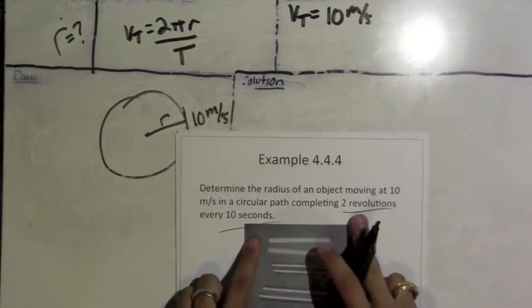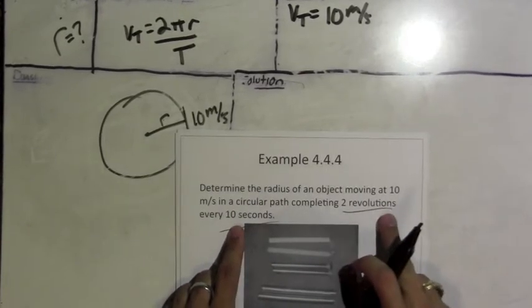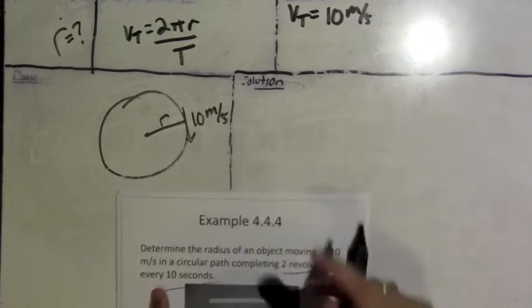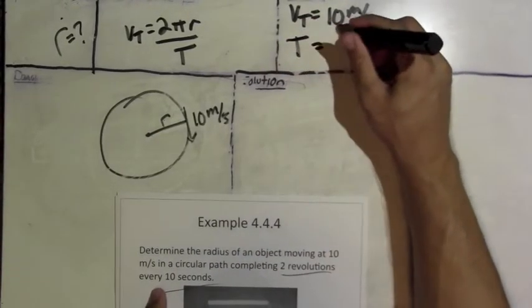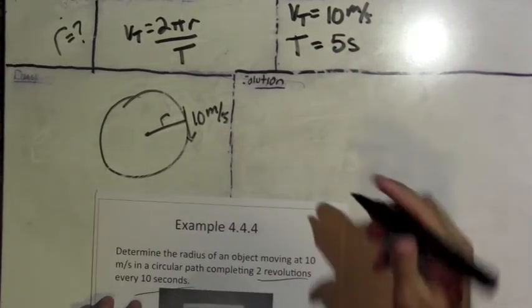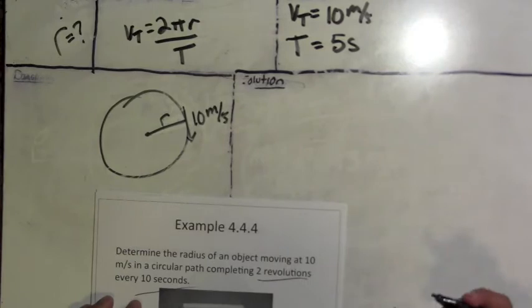Remember, the definition of period is the time that it takes to complete one cycle. So if you complete 2 revolutions in 10 seconds, that means that your period is 5 seconds, because it would take you 5 seconds to complete 1 revolution. So we can now take our values and plug them in.